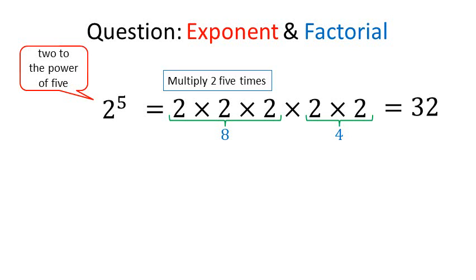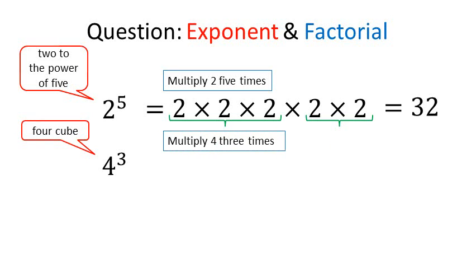The next question is 4 cubed, or 4 to the power of 3. This means multiply 4 3 times. So it is 4 times 4 times 4, which is 64.